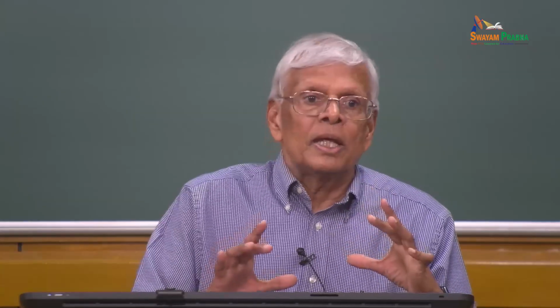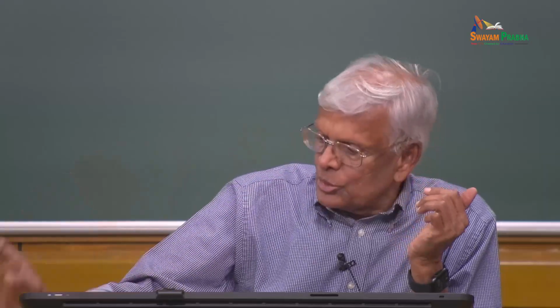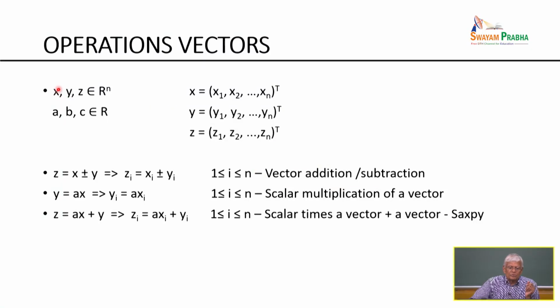I used the word vector space without defining what it is. I simply defined the notion of a vector, real and complex. Now I'm going to talk about operations on vectors, which I'm sure you all know. We are using symbolisms. So x, y, z belong to Rn means x, y, z are three real vectors of size n. a, b, c belong to R, not Rn, sorry, real numbers. So x has x1 to xn, y has y1 to yn, z has z1 to zn.